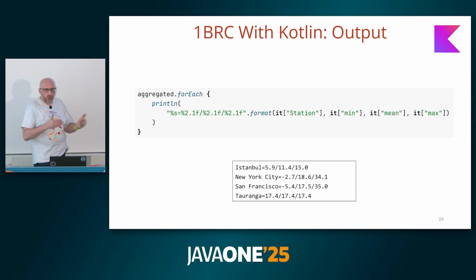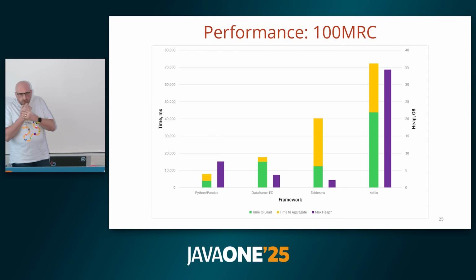And so the first slide shows performance for the 100 million row challenge. The reason we had to introduce the 100 million row challenge is because Kotlin didn't really complete the 1 billion row challenge. But we still wanted to have some comparison, and so we kind of went with this.